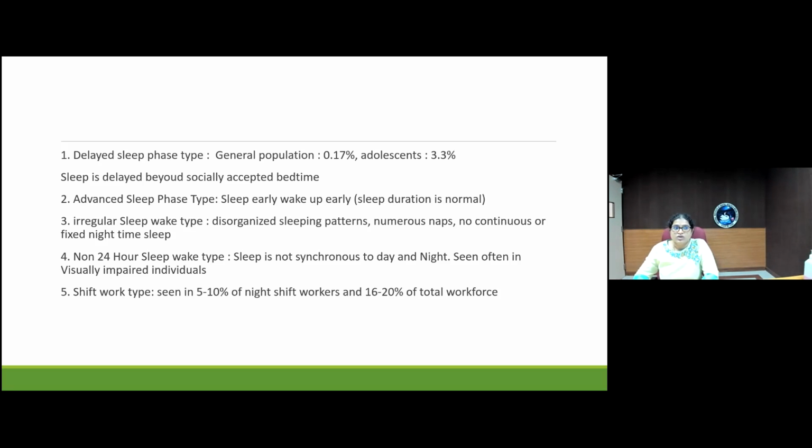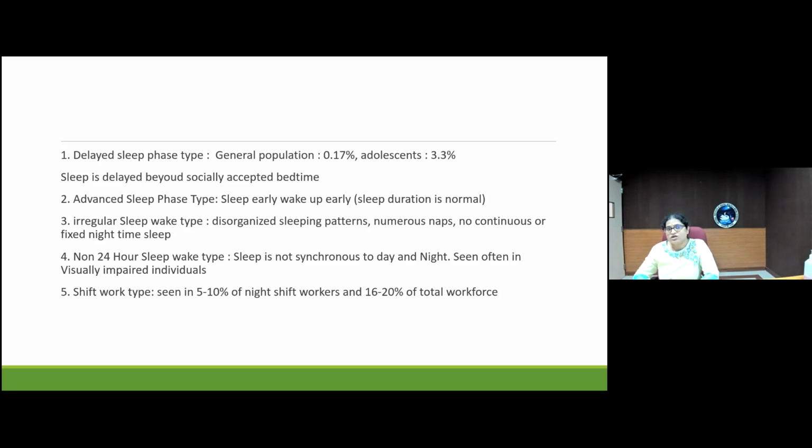Lastly, the non-24-hour sleep-wake type, wherein sleep is not synchronous with day and night. Here, they may sleep during the day, but stay awake at night. And this is often seen in individuals with severe visual impairment, individuals with complete blindness, where there is no light and dark stimuli, alternating light and dark. Therefore, they fail to follow the normal circadian rhythms.